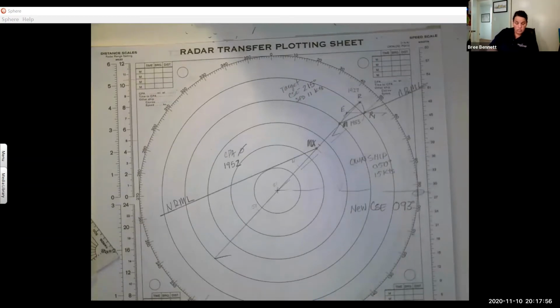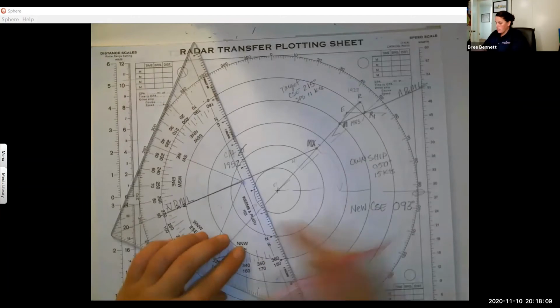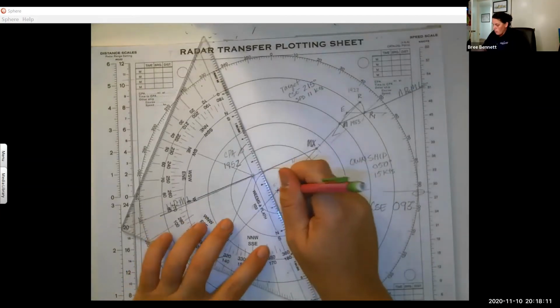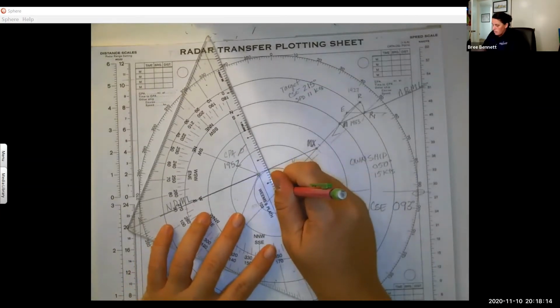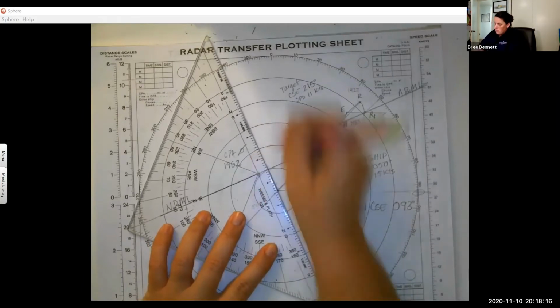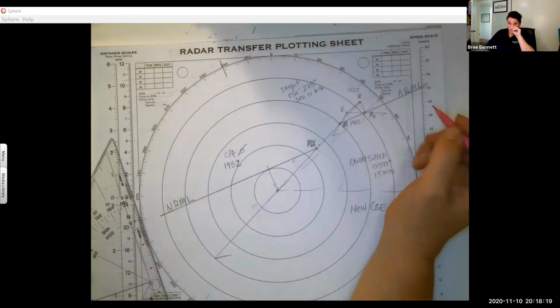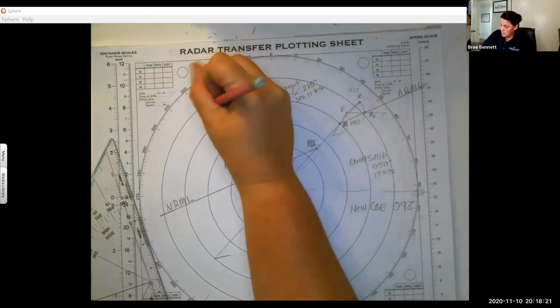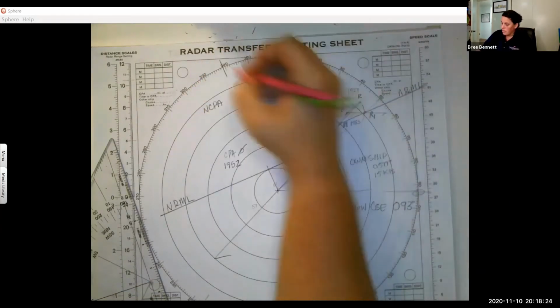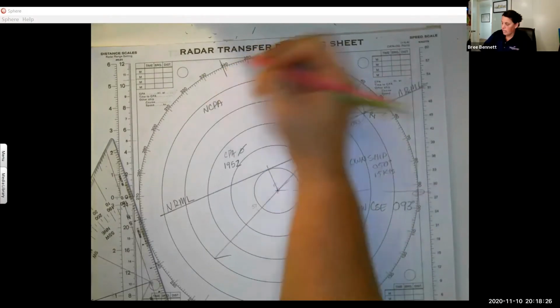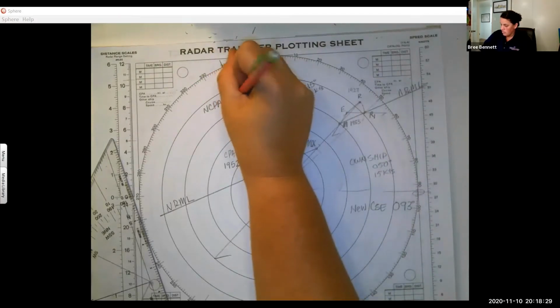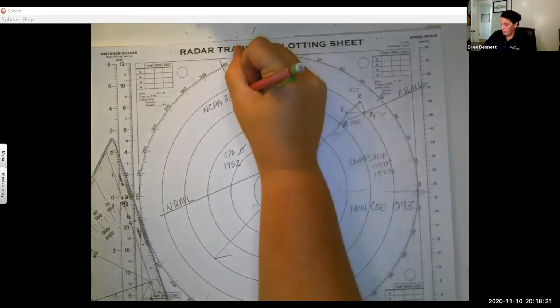The next question, 2 questions here, are what is the new CPA? And what is the bearing of the new CPA, and what is the time of the new CPA? So I do a perpendicular to my new relative motion line. That gives me a new CPA bearing 339 at 2 miles.